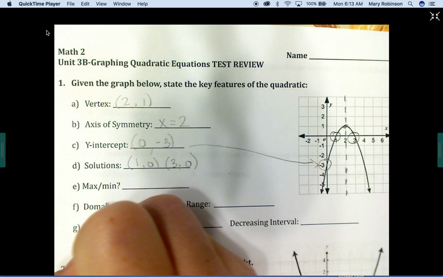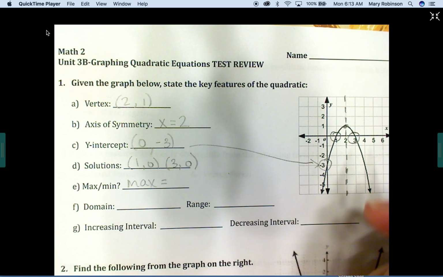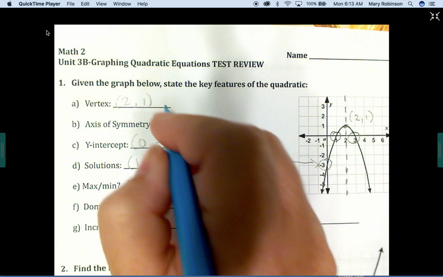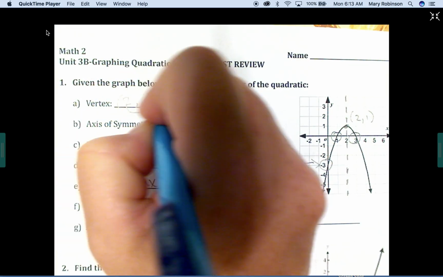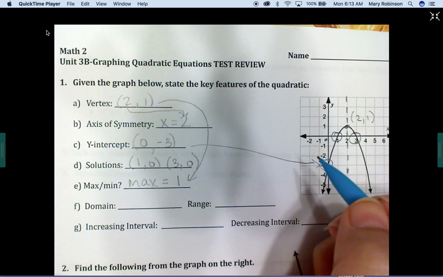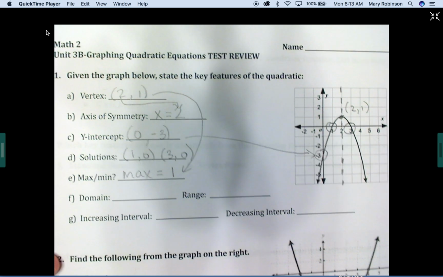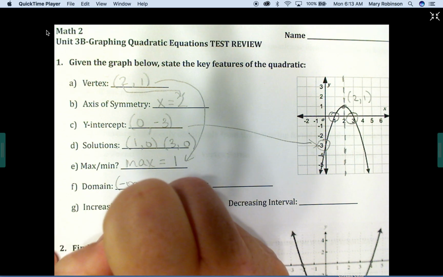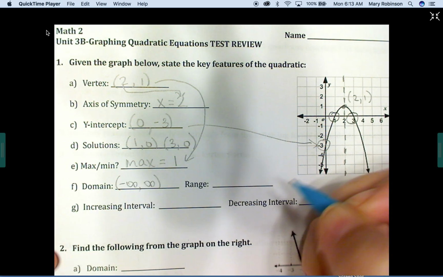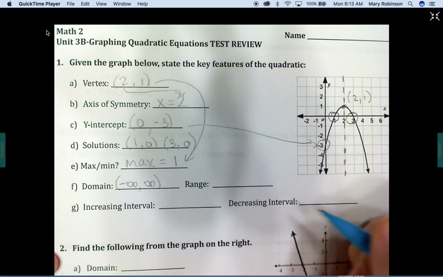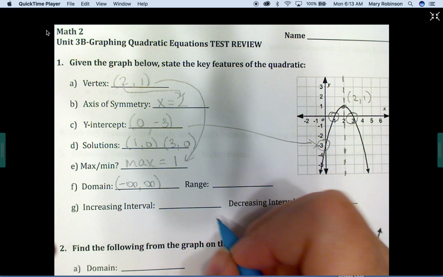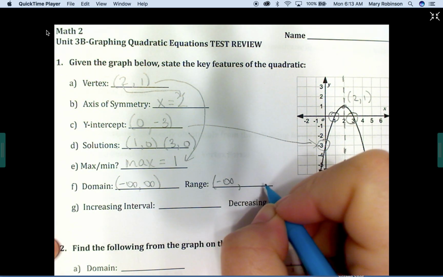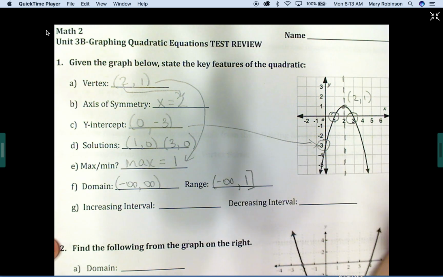This vertex is a max point, and the maximum y value is the y from the vertex, so its max value is 1. So max 1, here this x is 2. The domain is all possible x values of a function. If the function goes left and right forever, then the lowest x value is -infinity and the highest x value is +infinity. Remember that range is your lowest y to your highest y. Your lowest y, because the graph goes down forever, is -infinity, and the highest y value is 1. And close that with a bracket.